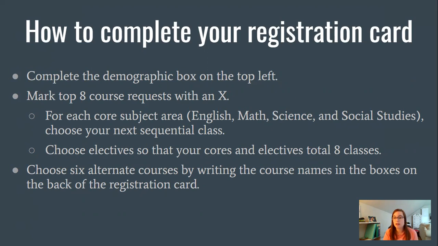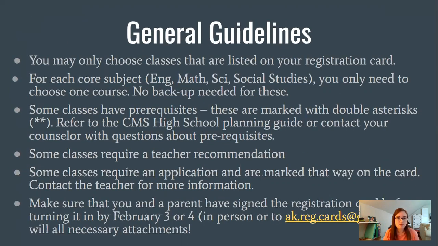Okay, so completing your registration card, this is going to be just an overview of what was in the video, but it's great if you need it on paper or in front of you. This is a good way to come back to it. So you're going to be, of course, marking your top 8 course selections with an X, and then choosing 6 alternates within the boxes as well. You are only going to choose electives on your registration card. You do not need backups for your core classes.